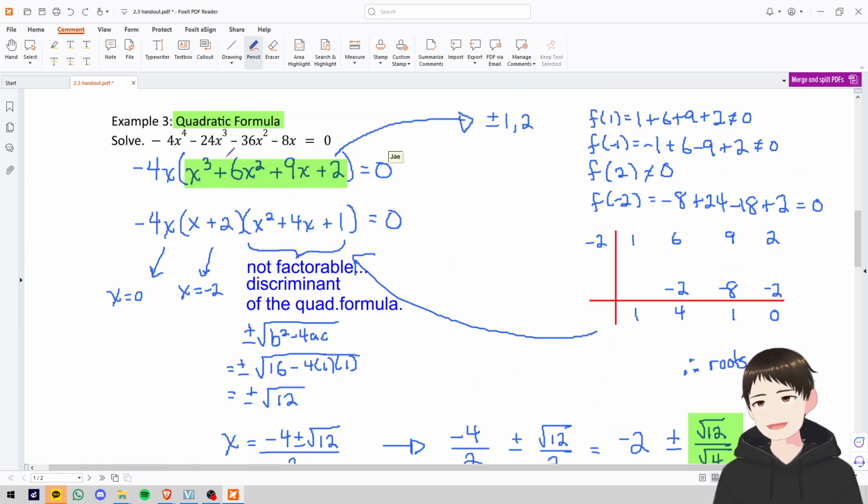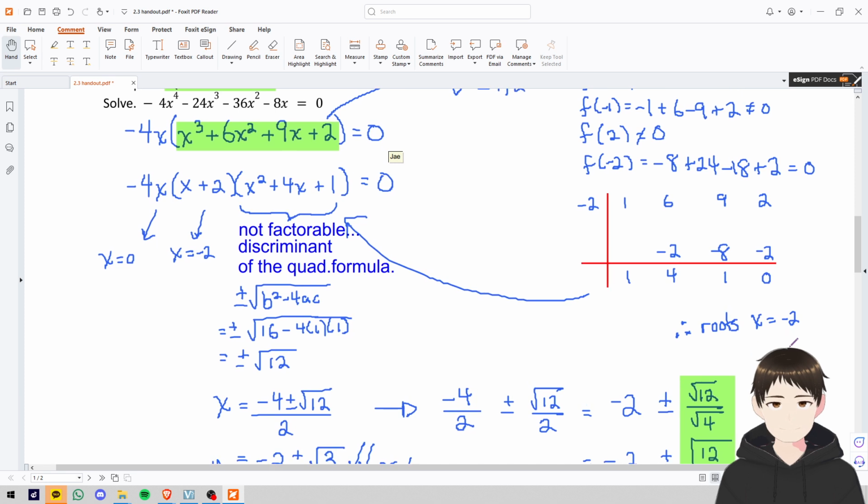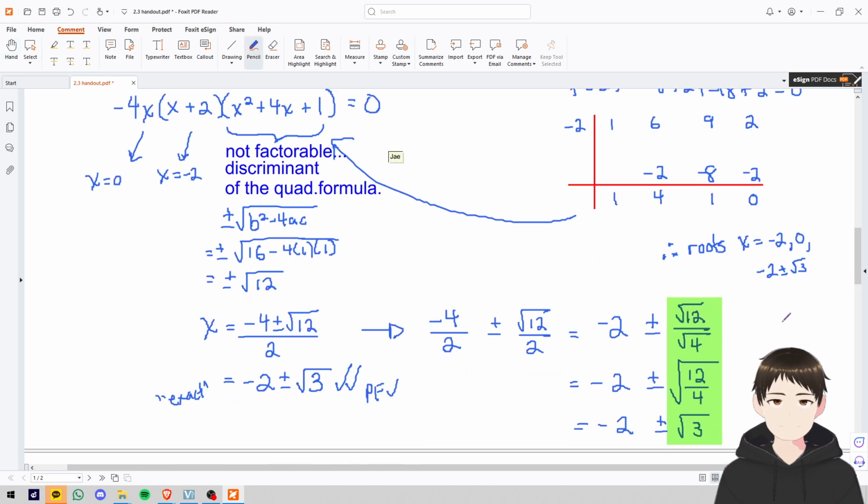The answers, the values of x that make this equation true, where this giant thing equals 0, is if x is equal to 0, x is equal to negative 2, or negative 2 plus minus root 3. Okay. And that's it. So that's a lot.